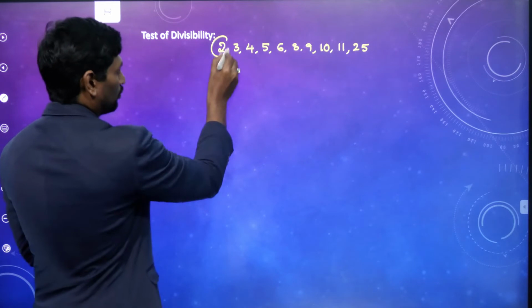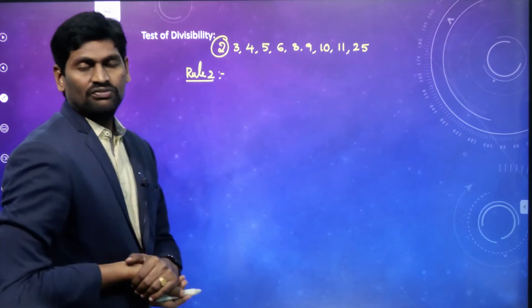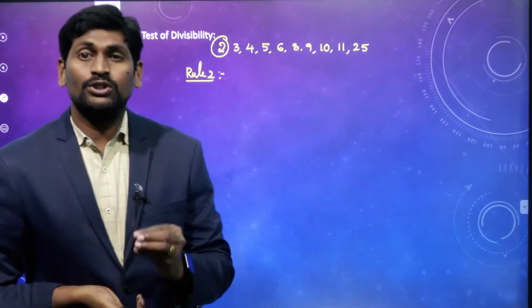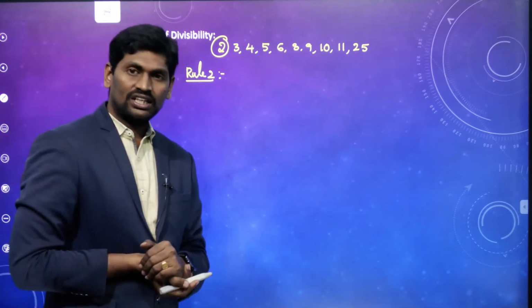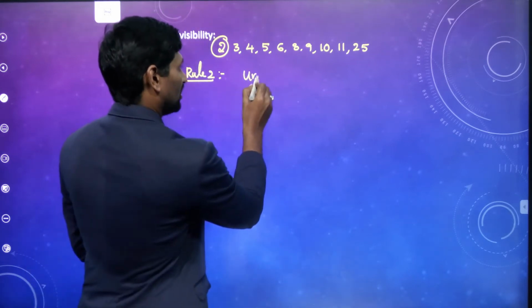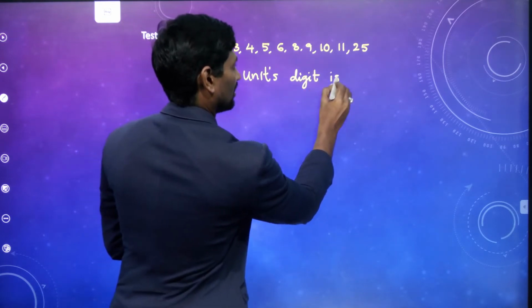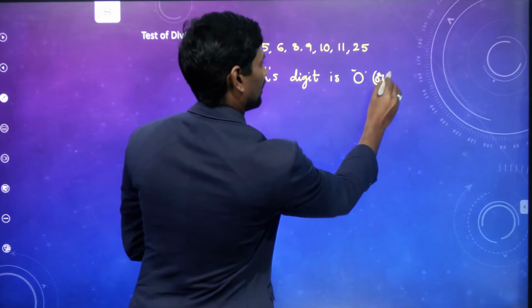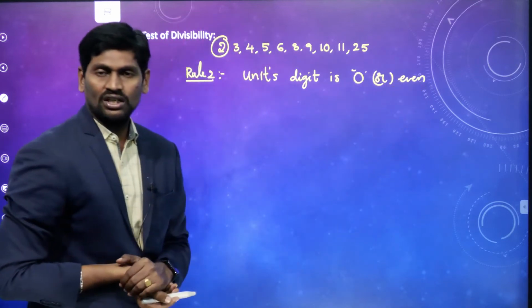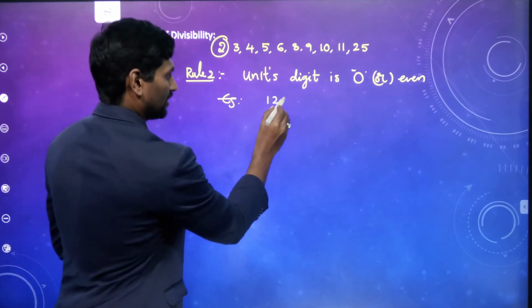Now, what is the divisibility rule? Rule for 2. If a number is divisible by 2, its unit digit is 0 or an even number. If its unit digit is 0 or an even number, then the entire number is divisible by 2.